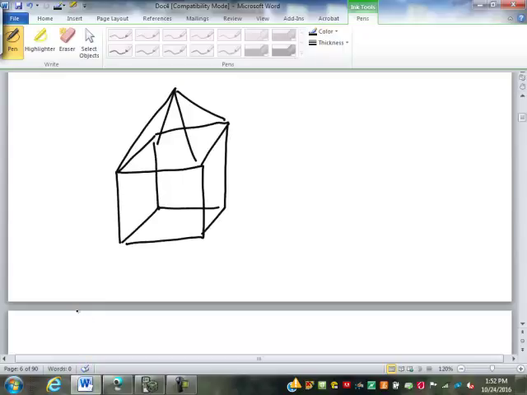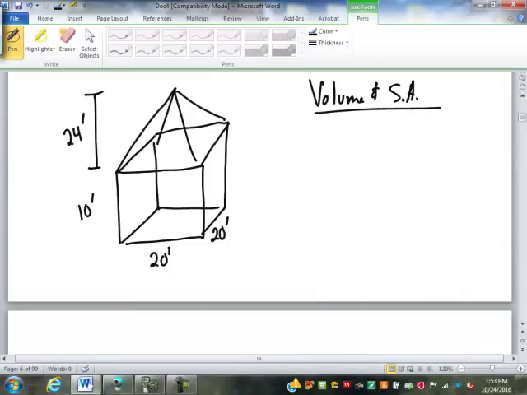Okay, so what am I going to do to you here? Find the volume of the cube and the volume of the pyramid and add them together for the total. Volume and surface area. I'm just trying to think of what numbers I want to use. There we go. So we've got a house that's 20 by 20 with a 10-foot sidewall and a really, really steep roof. Find volume and surface area. And I will tell you this, do not include the bottom.